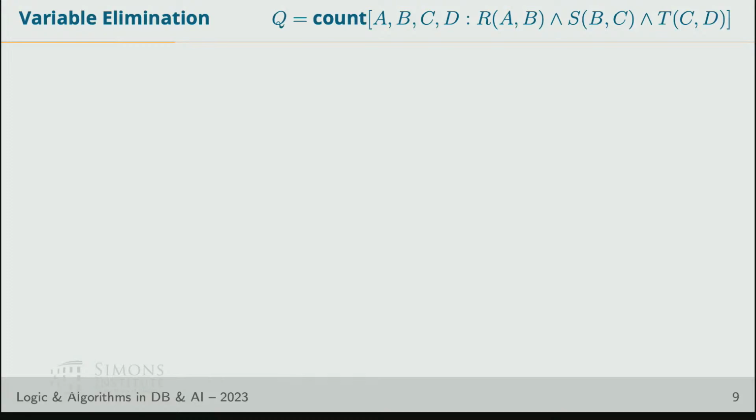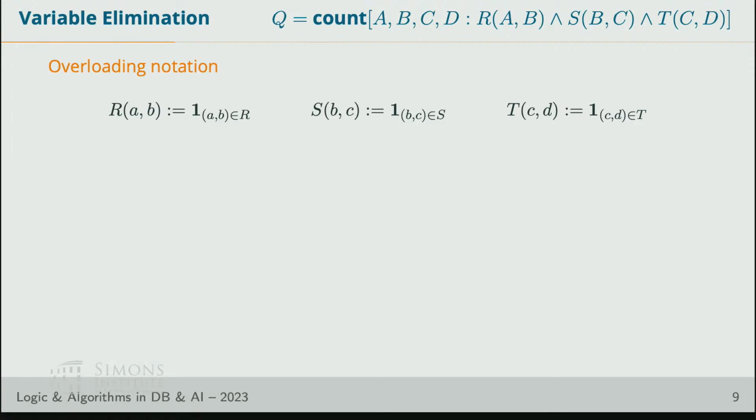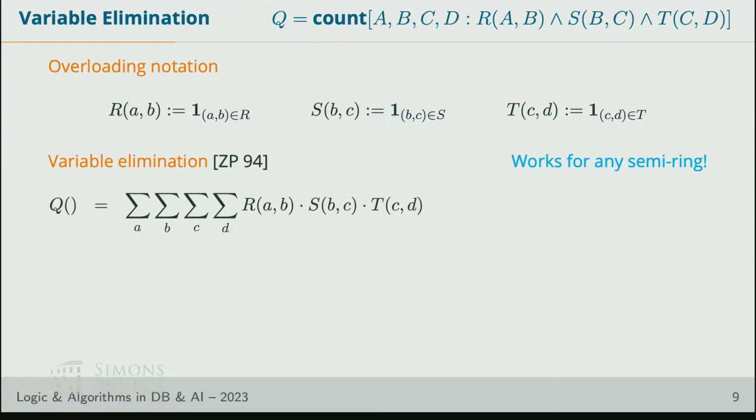So it goes like this. Suppose that you have a count query where you want to count R(A,B), S(B,C), and T(C,D). In this case, let's overload notation a little bit. I'm going to use R(A,B) to denote a function, not just a relation, that indicates whether or not AB is in R. So this is an indicator function. Same with S, same with T.